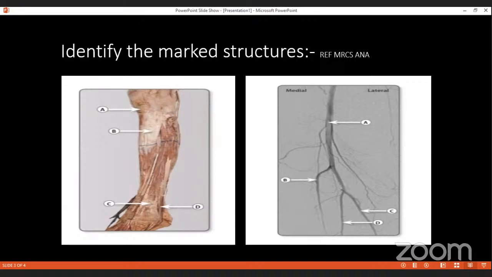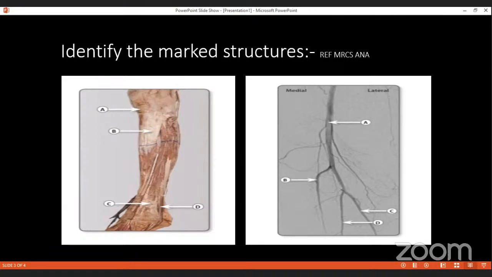Okay, can you tell me how you would differentiate if there is compartment syndrome of the anterior compartment? How many compartments of the leg are there? There are three compartments: the anterior compartment, the posterior compartment and the lateral compartment.